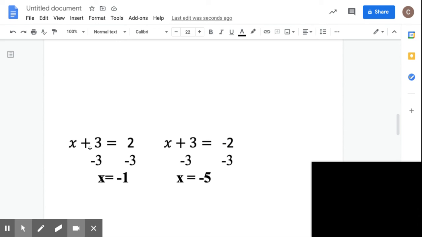Now let me just solve each equation. Minus 3 minus 3. 2 minus 3 is negative 1, so I have negative 1. Minus 3 minus 3, x equals negative 5. So my two solutions are negative 1 and negative 5. All right, are you ready to try one on your own? Okay, there's a lot of steps, but I want you to think about the reason that you're doing every step. Okay, ready for more?